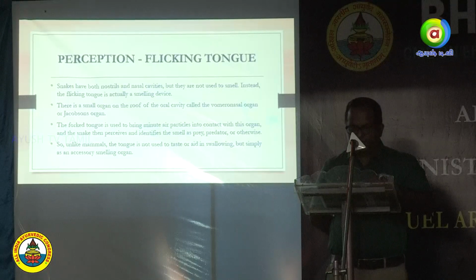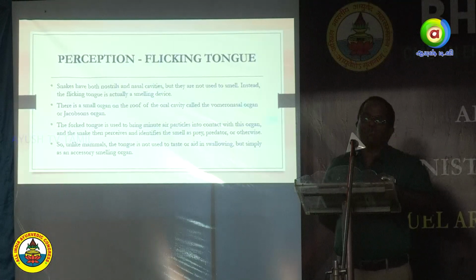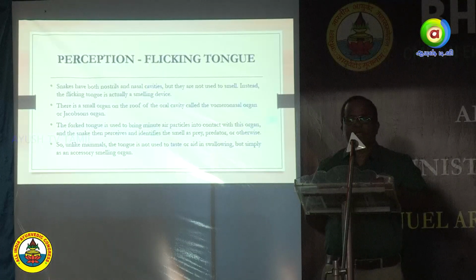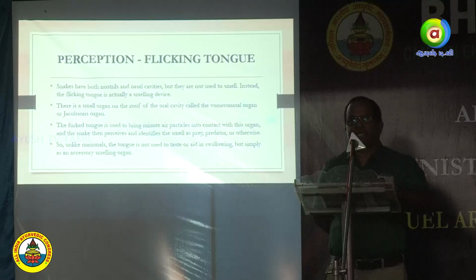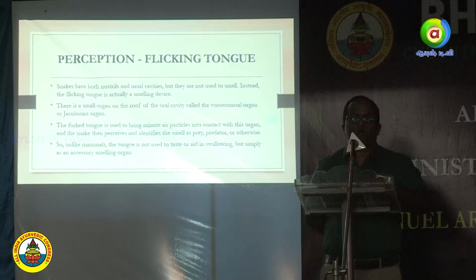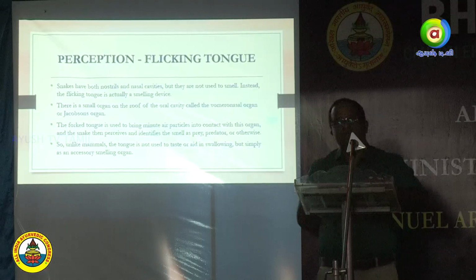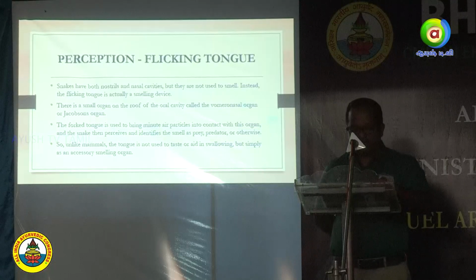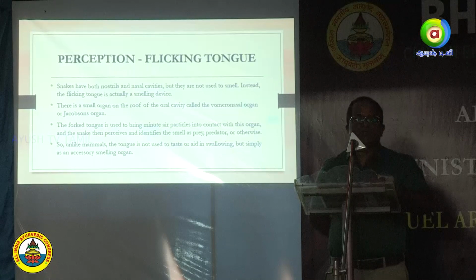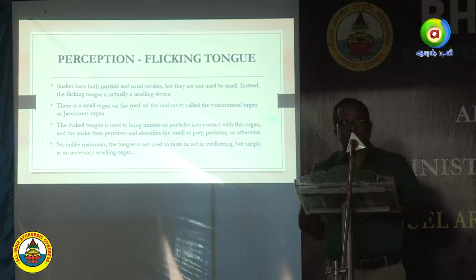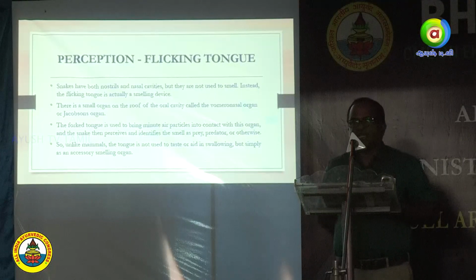So the flicking tongue is also a smelling device. When it comes in contact with the atmospheric air, small particles come in contact with the flicking tongue, and it identifies the smell, whether it is a prey or predator or otherwise. It is not used to swallow. It is not the main smelling organ, it is an accessory smelling organ. Next.